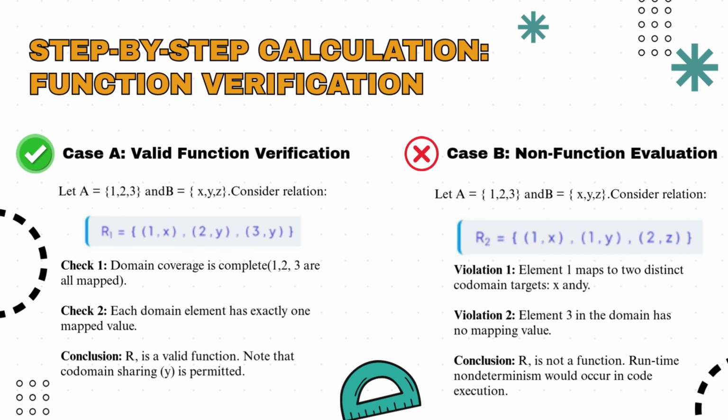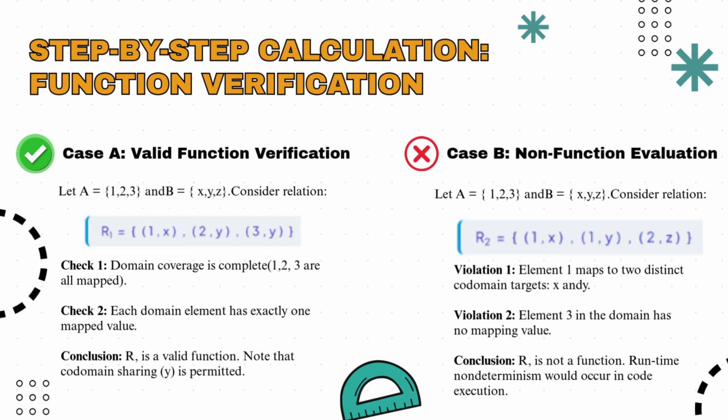Let's go through the step-by-step verification calculations to evaluate whether a given relation qualifies as a mathematical function. Let our domain set be A = {1, 2, 3} and B = {x, y, z}. Look at case A on the left. We have a relation R1 = {(1, x), (2, y), (3, y)}. Let's run our verification algorithm.